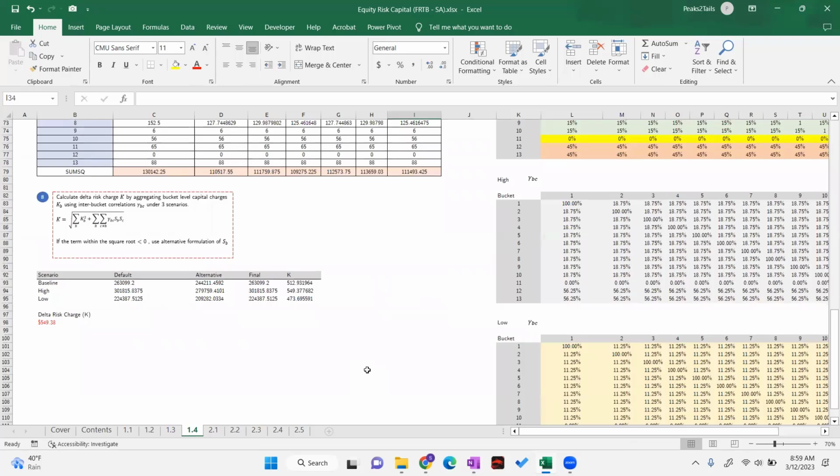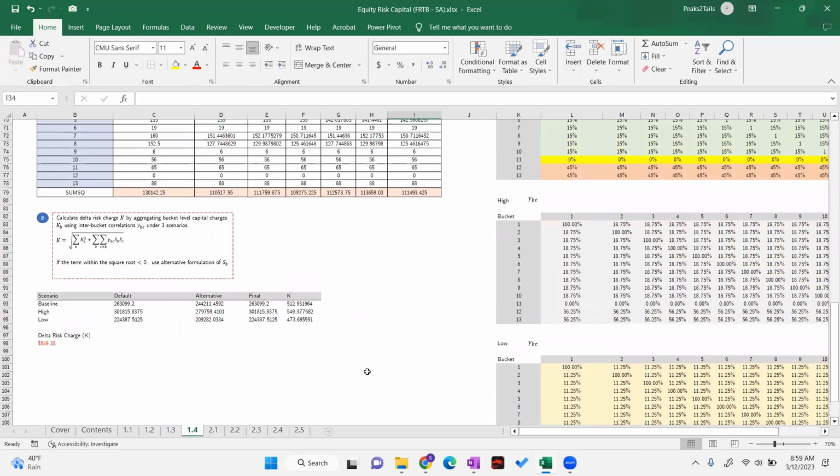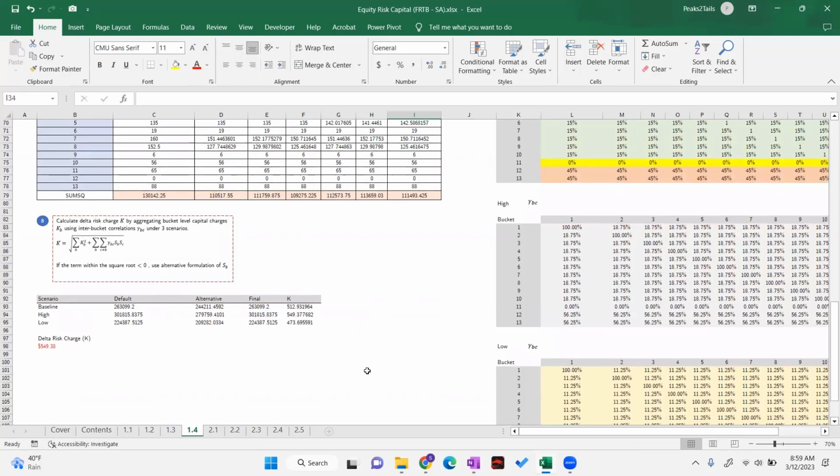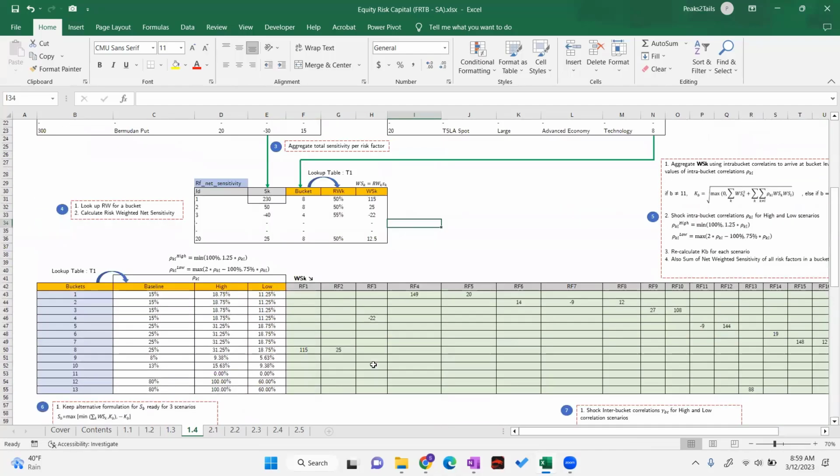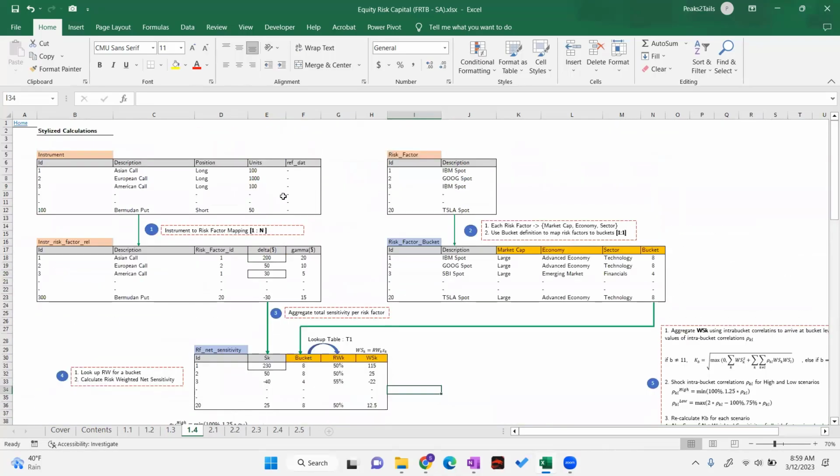Any other question? Okay, all right. If there is no question, then I hope you found this useful. Let's take a break here because it's a logical stopping point, and then after the break, we'll talk about the curvature risk. All right. Okay, let's meet after 5 minutes.